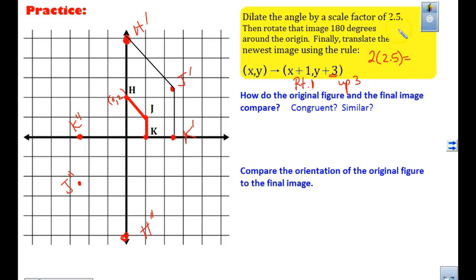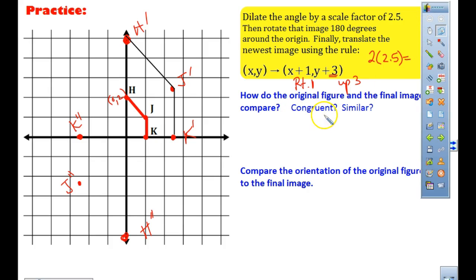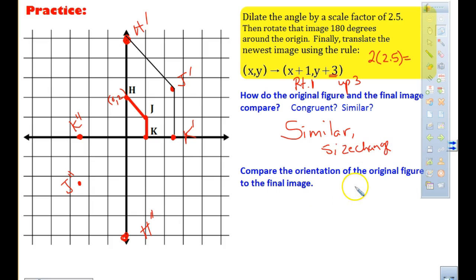And as you are looking at that, we want to be thinking, all right, are the figures congruent or similar? Did we have a size change? No. Right away. That makes them similar. Why? Because we had a size change. We had a dilation. Okay. As we are taking a look at the orientation, did we have any reflections? Any reflections? Scale factor, rotate, translate, no. So our orientation is the same. Our orientation was the same because we had no reflections.